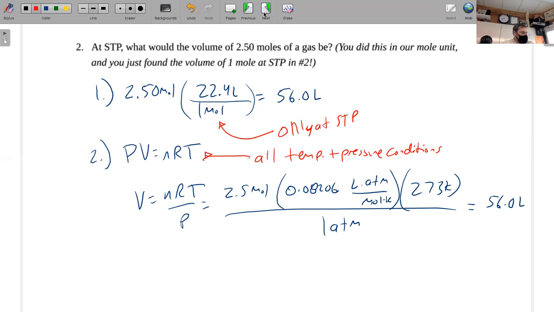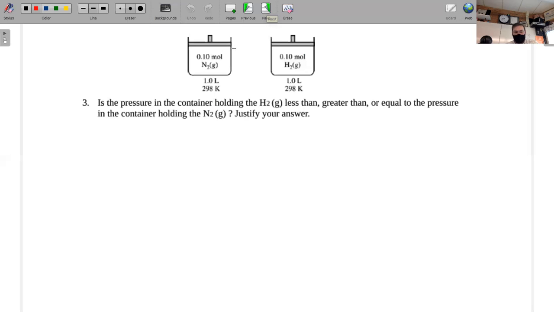So the question is, is the pressure in the container with the hydrogen less than, greater than, or equal to the pressure in the container with nitrogen? So it seems like everything's the same about the 2 gases, except for which gas is present. In other words, in one case it's nitrogen, in the other case it's hydrogen.